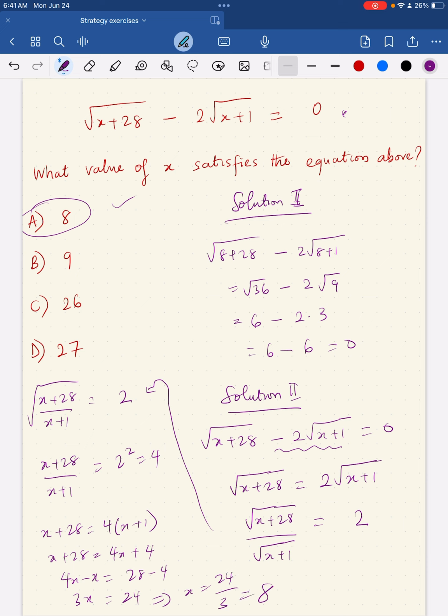So you see, both solutions give us the same answer. 8 by putting it directly into the equation, back solving, and 8 by solving it algebraically. So either of these solutions is how you solve this type of questions on the SAT.